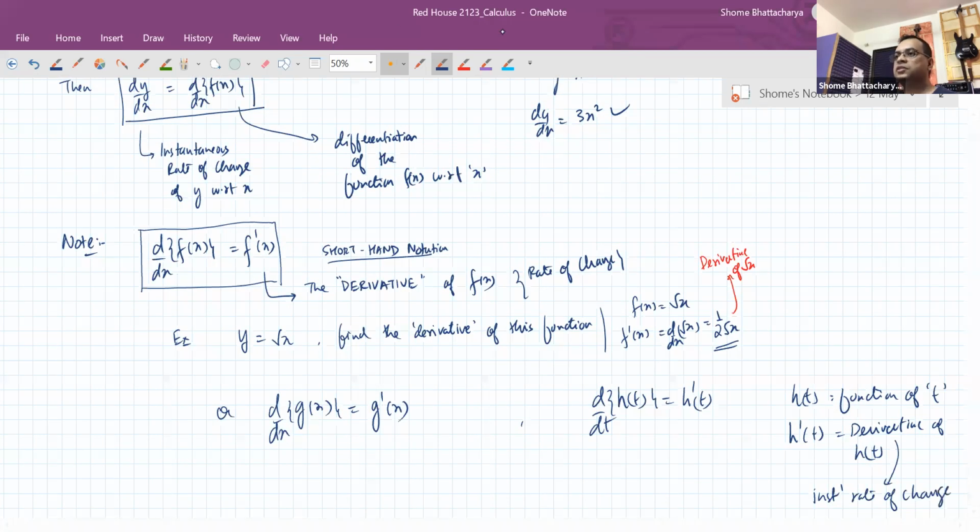Okay, Raghu, is this clear, this point? Yes, sir. Okay, so that's just a matter of notation.